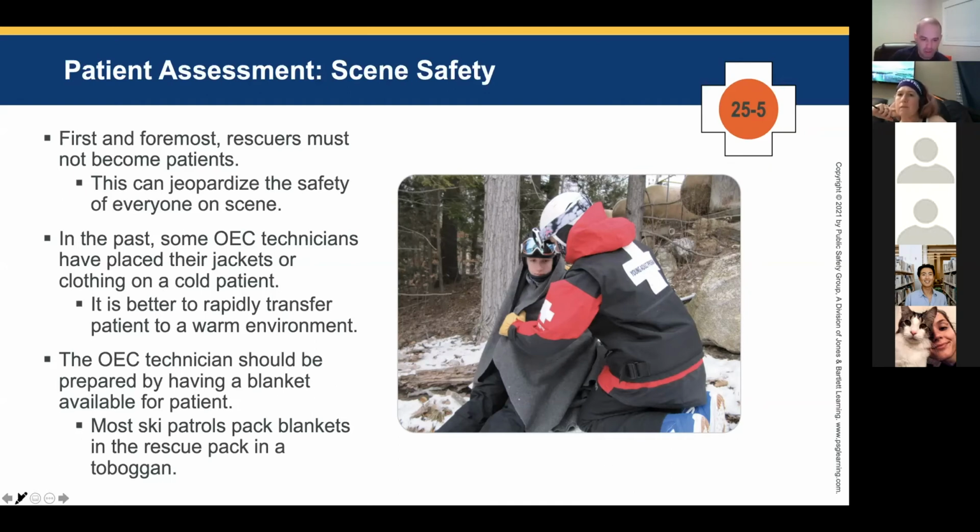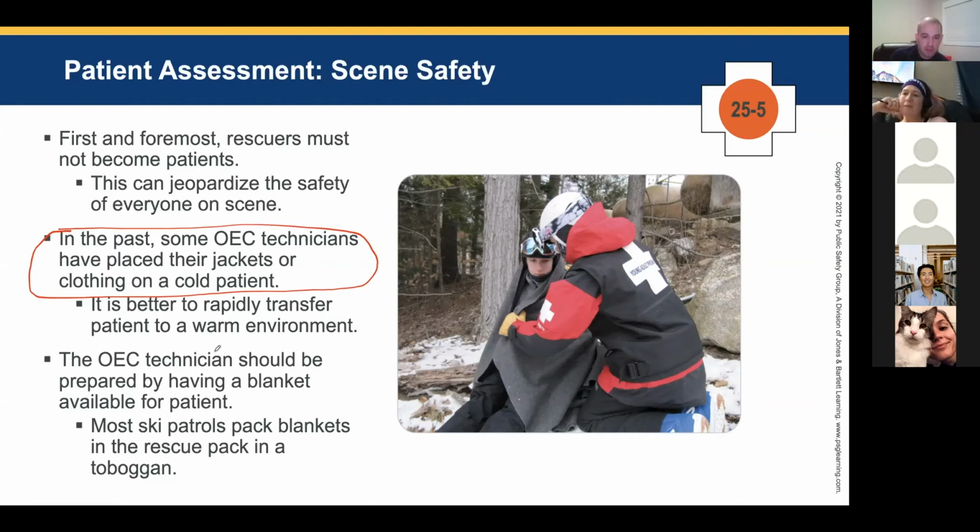What's the issue with giving up your jacket for a patient who's cold? What's the issue with this? Now you're exposed. Yeah, now you're cold, right? So how are you going to rescue somebody? I'm sorry, say it again. I think, well, you're on a rescue, likelihood is that you're active. You've already worked up a sweat, and now you're taking off your jacket, and now you're exposed. You're going to cool down so much more rapidly.